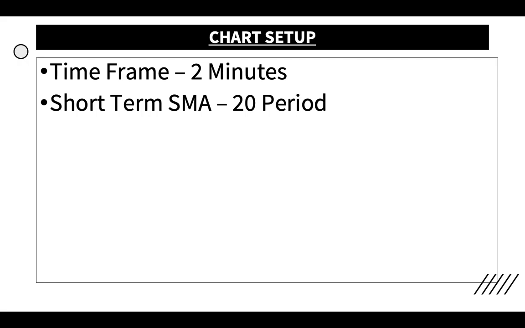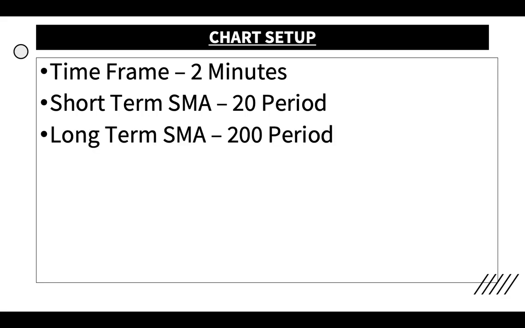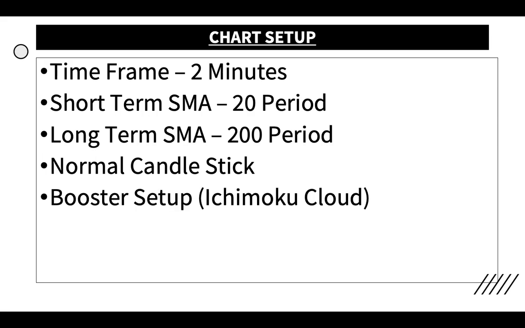The next setup is: short term simple moving average is 20 period, long term simple moving average is 200 period. Normal candlestick, no Heikin Ashi or Renko, nothing, just simple candlestick only. And a booster setup can be adding the Ichimoku cloud, only the cloud, nothing else. No Tenkan-sen, Kijun-sen, nothing. So these are the 5 setup things. Basically, candlestick is a normal one. This setup you have to keep.